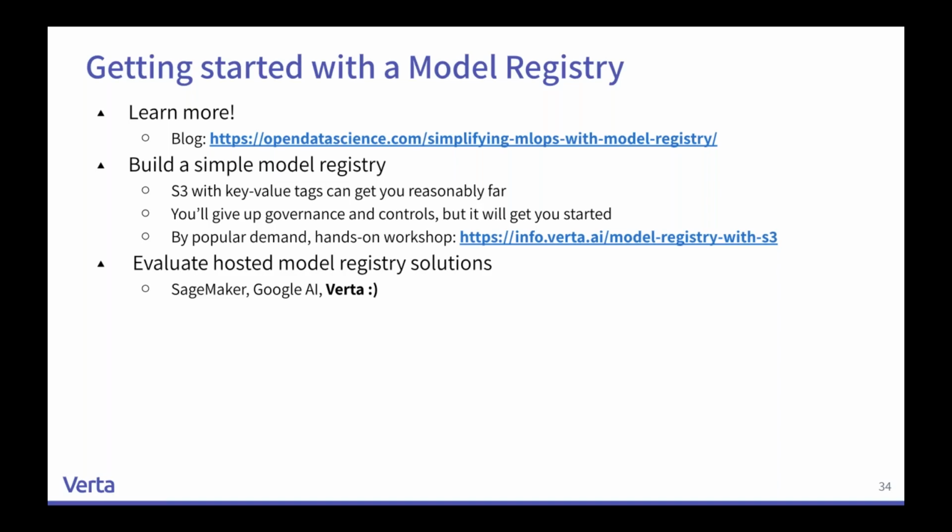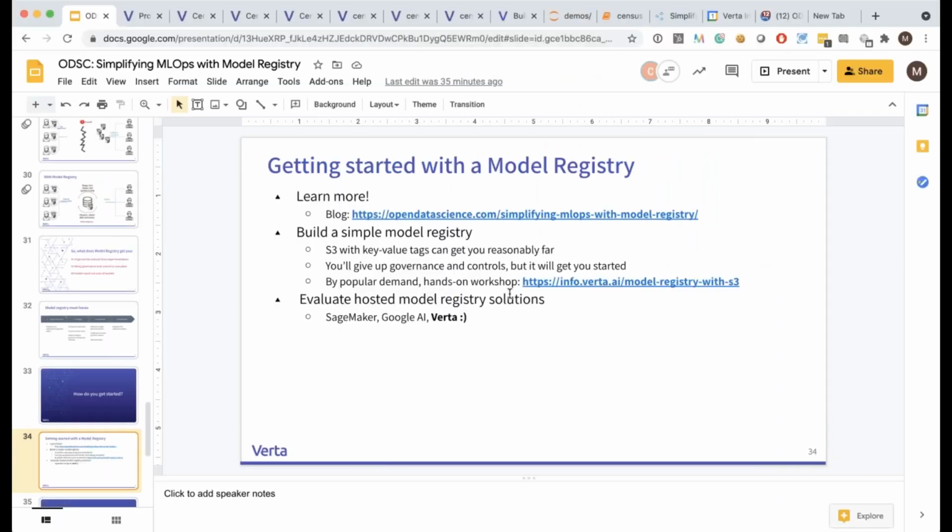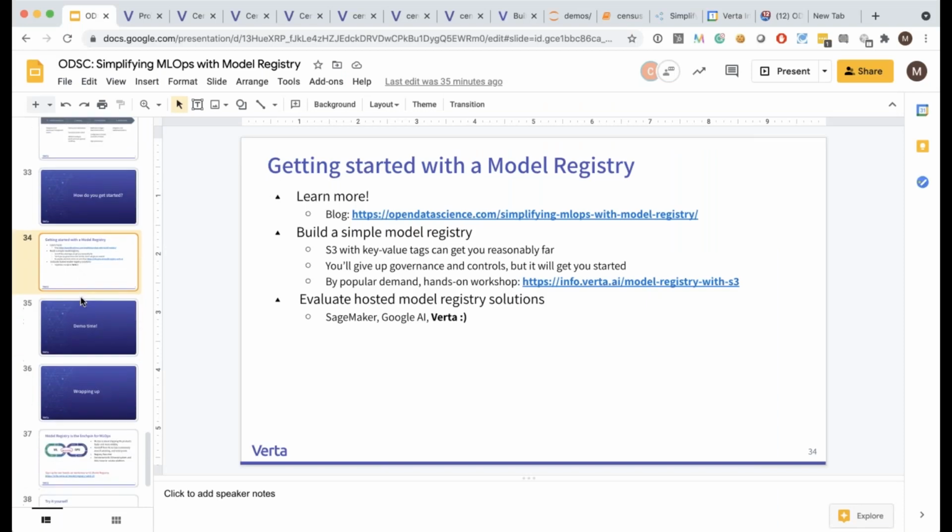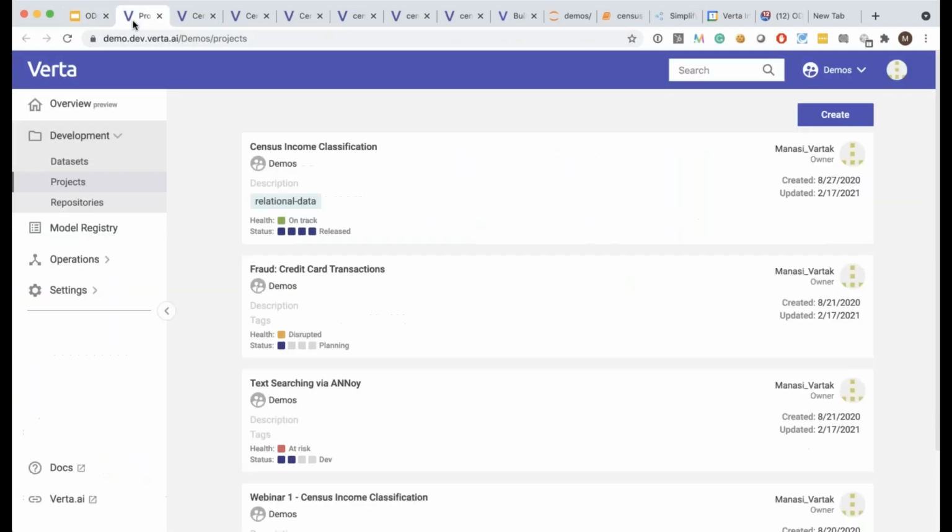So what I'm going to do next is just walk you through what a model registry typically looks like and what it affords. And I'll just show the screens for the Verta system as an example of what a model registry should look like so that you can evaluate other ones that you might be interested in. Okay.